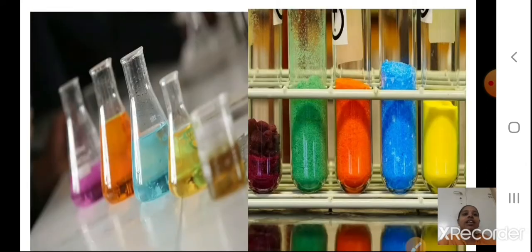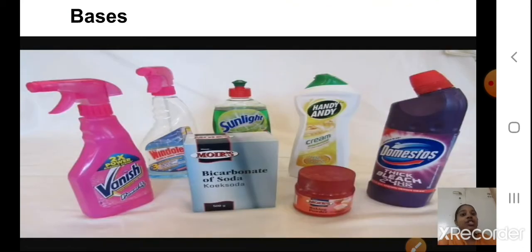Then next you can see different types of bases. Different colors of bases can be there. Different salts are also there. Not compulsory that salt will be only white in color. Salt can be of different colors also. Then these are all the bases which you use at your home. Whatever detergents, whatever soaps you use, they are all bases.